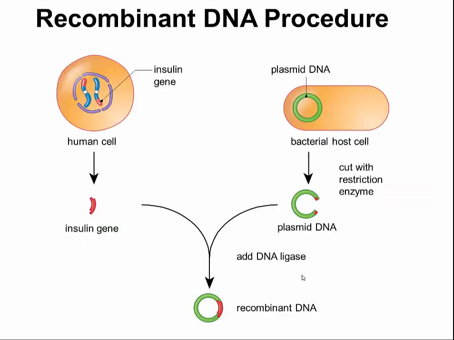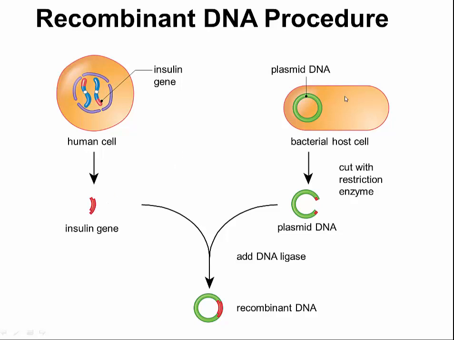Now, here we have an example of this process being conducted. So we have a human cell here, and we have the gene for human insulin found on the human chromosome. So we use restriction enzymes to cut out this gene for human insulin. And here we have the gene for insulin.